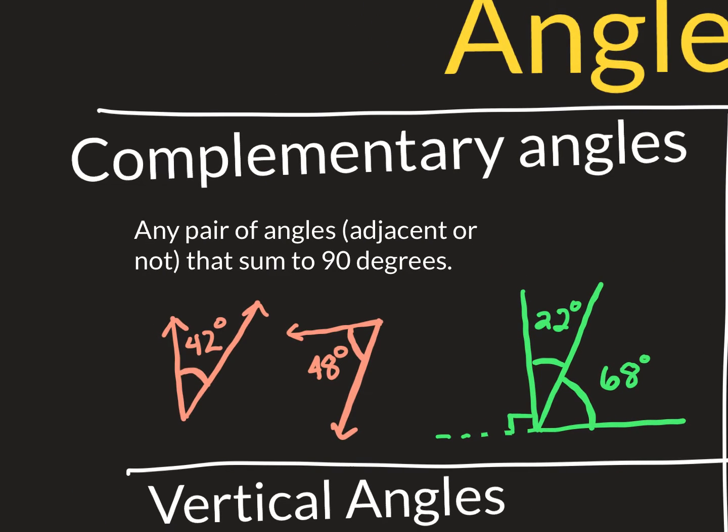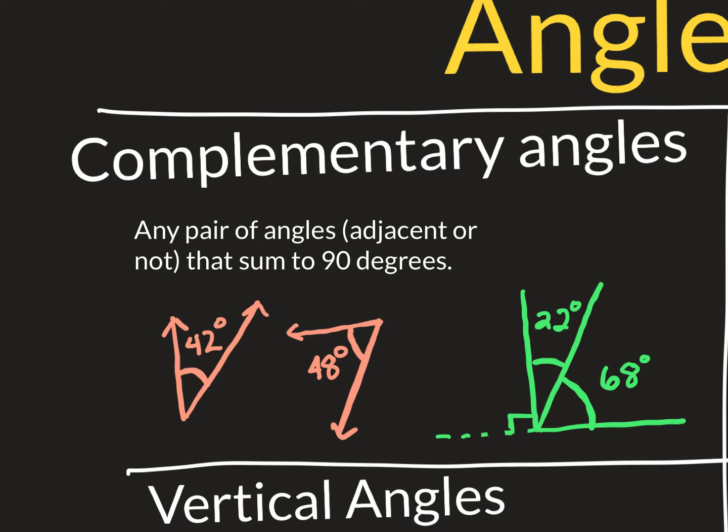So complementary angles are just any pair of angles, and they could be adjacent, like these, where they're sharing this side and sharing this vertex, or not, like these, that sum to 90 degrees, right? You add 42 and 48, you're gonna get 90. You add 22 and 68, you're going to get 90.